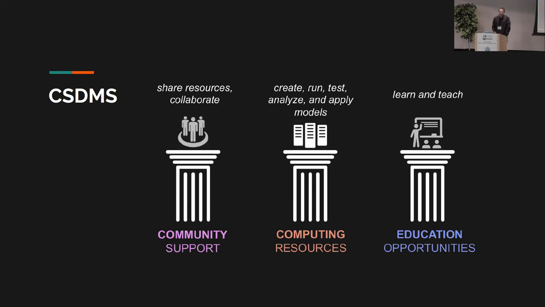So what is CSDMS? The Community Surface Dynamics Modeling System. It's an international organization. And in the past 10 or so years, it's grown to be over 1,700 members, which is great. CSDMS was founded for the purpose of supporting the science and in particular, the modeling of Earth surface processes. On that foundation, three pillars have arisen, three pillars of CSDMS: community, computing, and education. And I'm gonna focus today on the computing pillar.